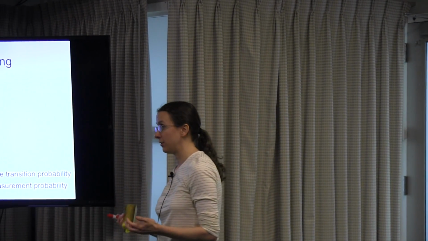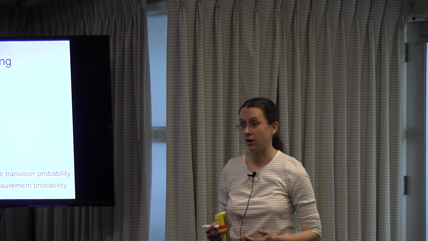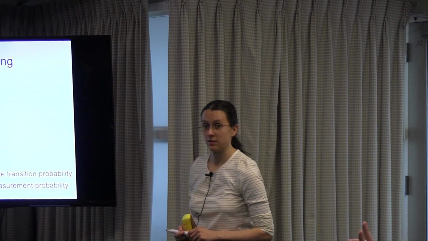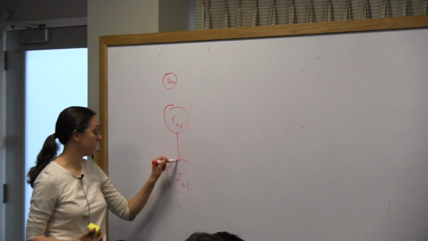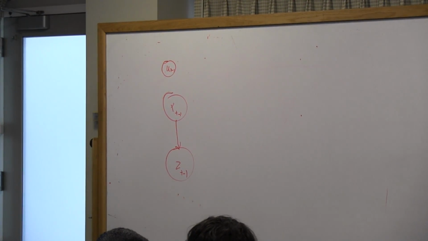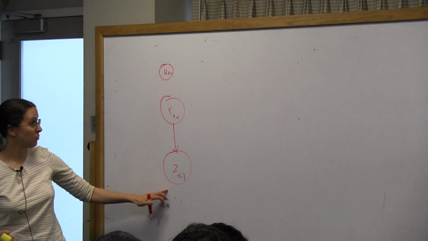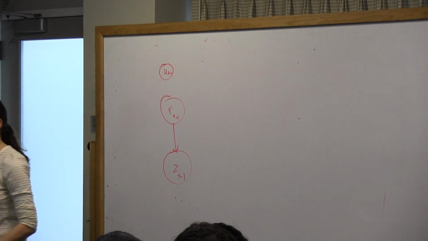The second thing we're going to do is add some more nodes to this graph. So what arrow can I draw right now? Yes, from x of t minus 1 to z of t minus 1. That's right. So I'm saying that my observation at t minus 1 only depends on my state, nothing else.